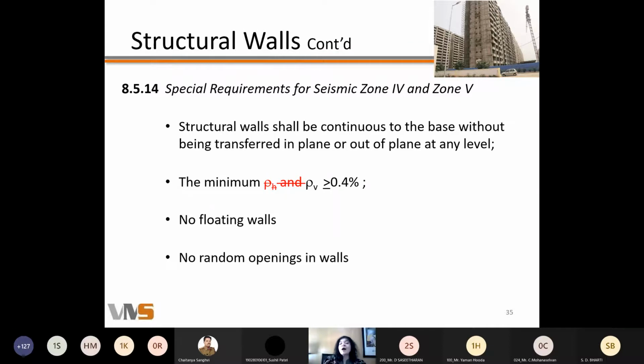We have changed the requirement in the horizontal direction. That's an amendment which has come, or which will come, whatever. I think it has already come. But the vertical minimum steel you will give is 0.4%. Horizontal, you'll give based on what is required.